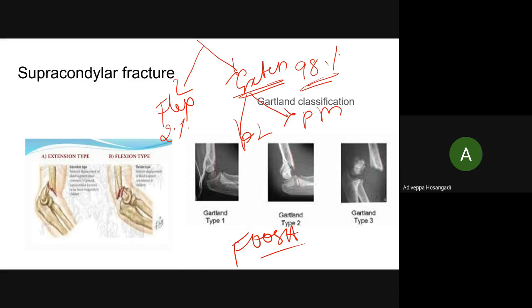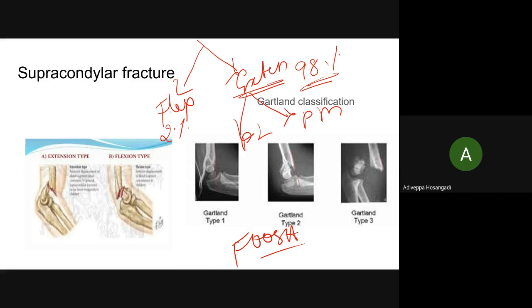Mark my words, listen carefully. Fractures or dislocations are classified by the direction of displacement of the distal fragment. No confusion in this. So supracondylar fracture: extension type, flexion type. Extension is posterior; it can be lateral or it can be medial.